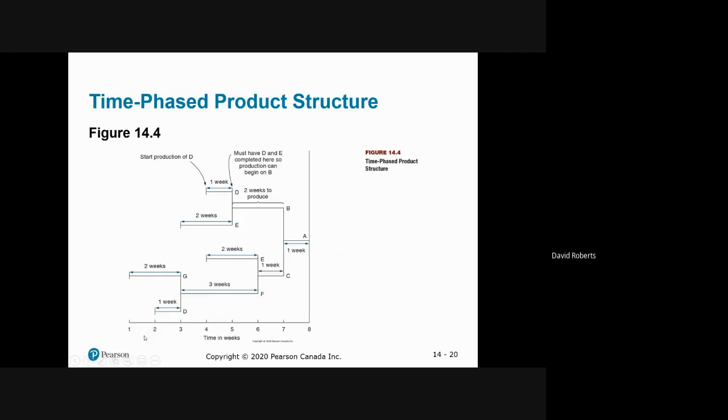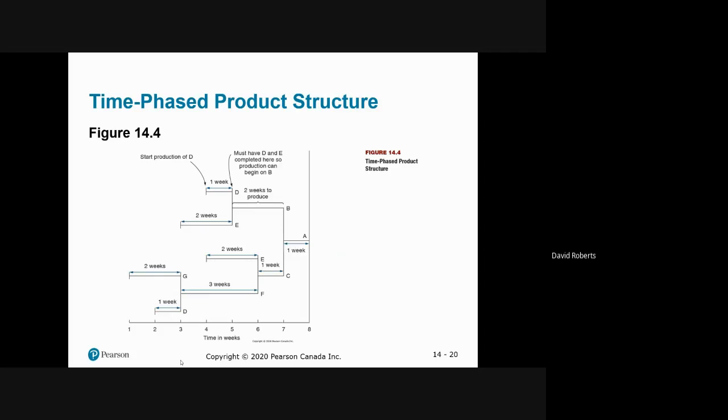So where would you use this? If you were a purchasing agent or a buyer, in week 0, what do you have to do? Nothing. There's nothing that needs to be done. Or if you're manufacturing it, do you need to start making any of these? No. What happens in week 1? In week 1, you need to start making some G's.